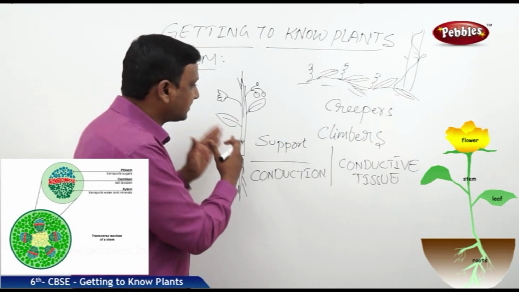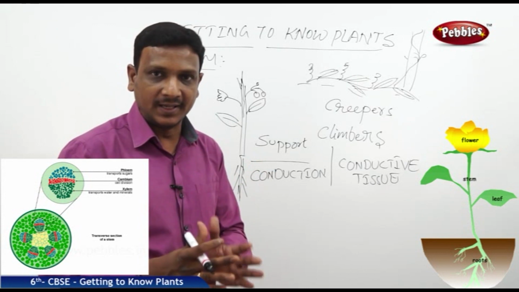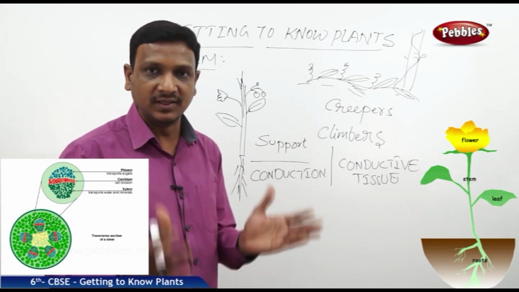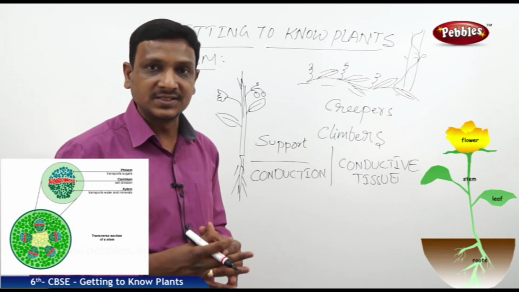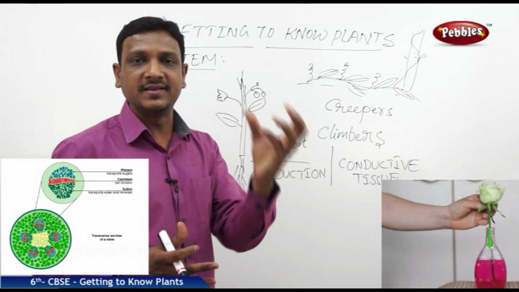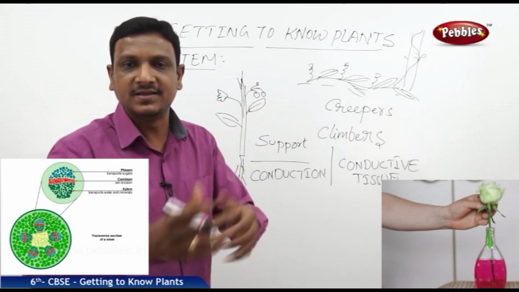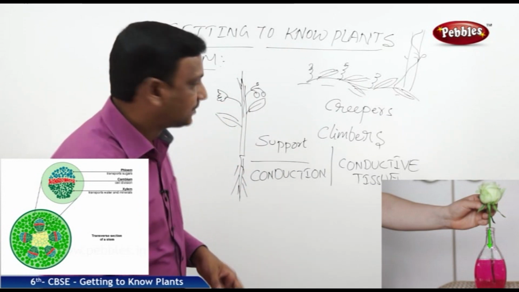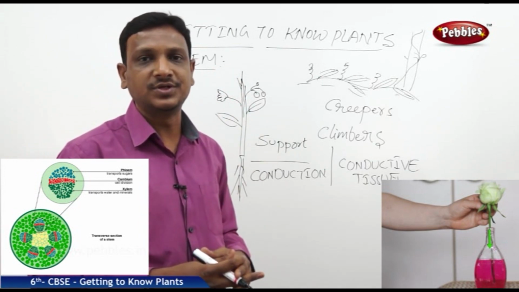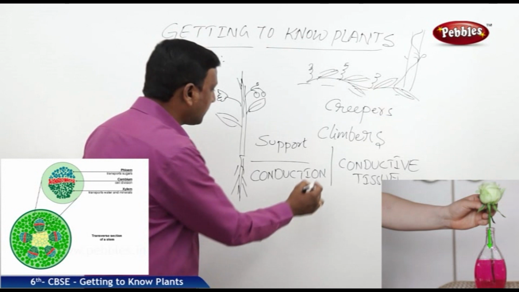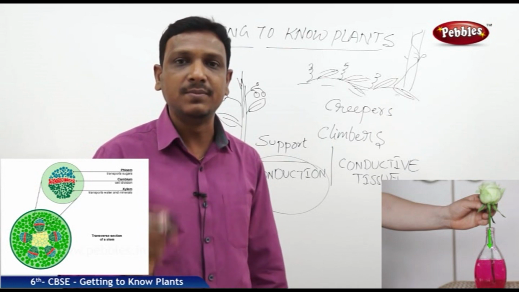This vessel system is called the vascular system. The vascular system helps in conducting water and minerals to different parts of the plant like leaves and fruits. And sometimes the food is prepared in the leaves, and that food is stored at some other part. So the food is conducted by the vascular tissue, right? Inside the stem, there are special pipelines called vessels that help in transportation. That is the major function. So the stem performs a function called conduction of what? Conduction of water and mineral salts.